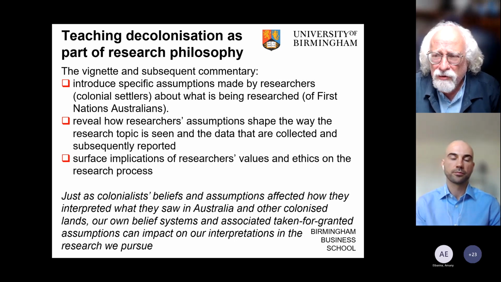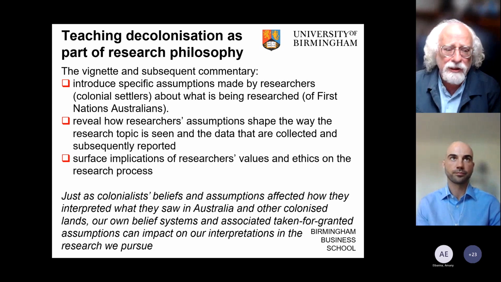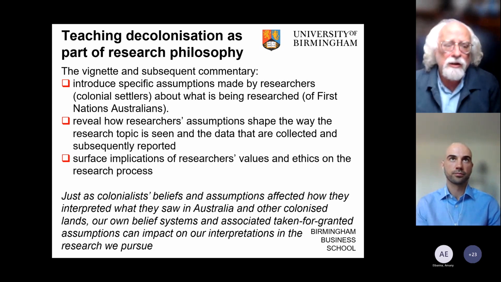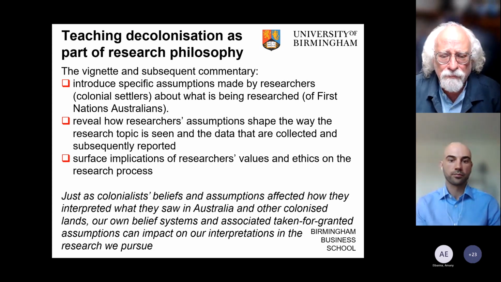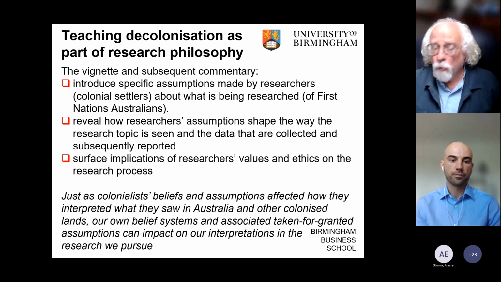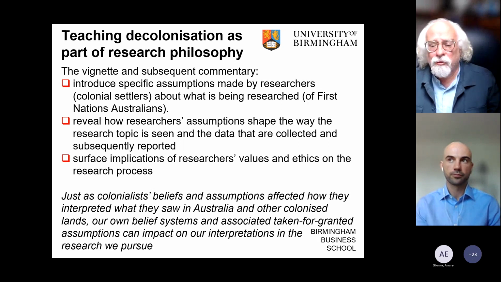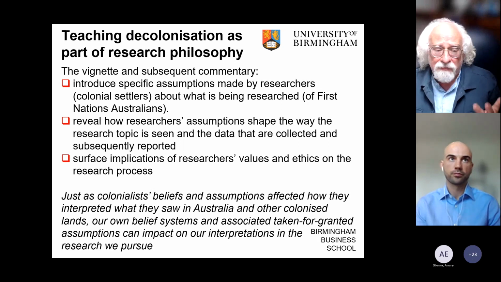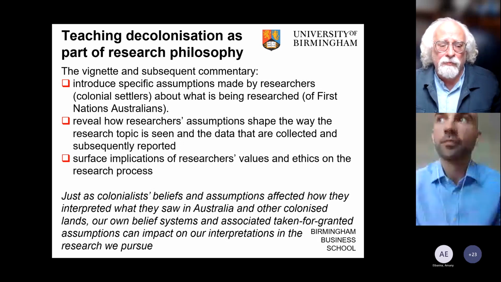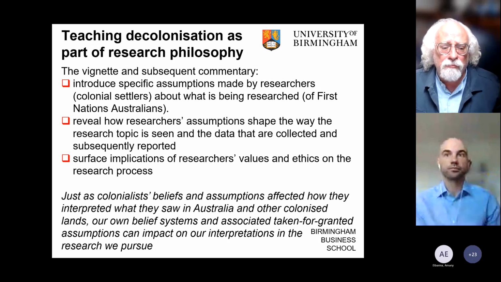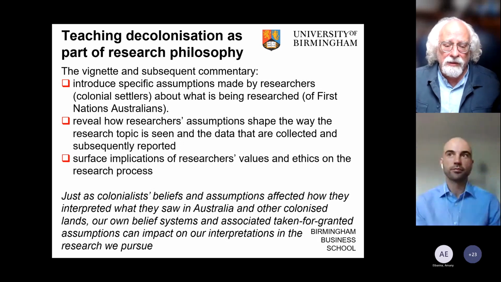And so in the chapter on research philosophy, the opening vignette, which I referred to earlier, talks about assumptions being made by researchers. These are colonial settlers, so Western people researching about what is being researched, and that in effect is First Nations Australians. And the vignette starts to reveal how the assumptions shape the way the research topic is seen and data collected.